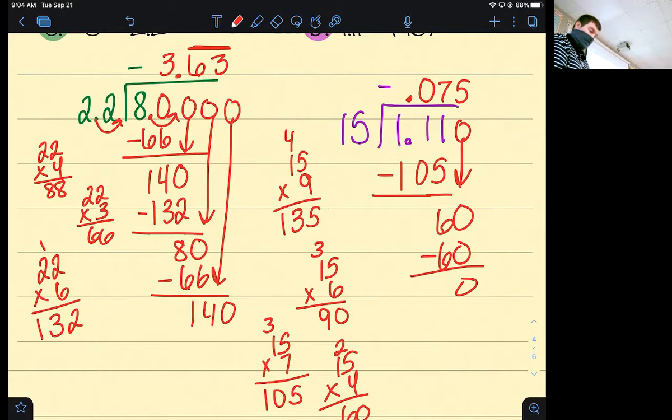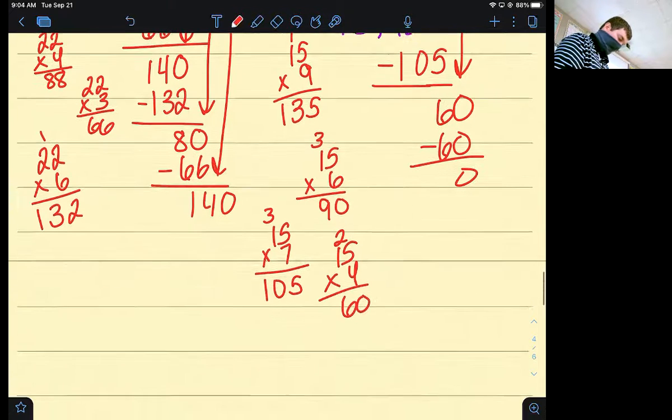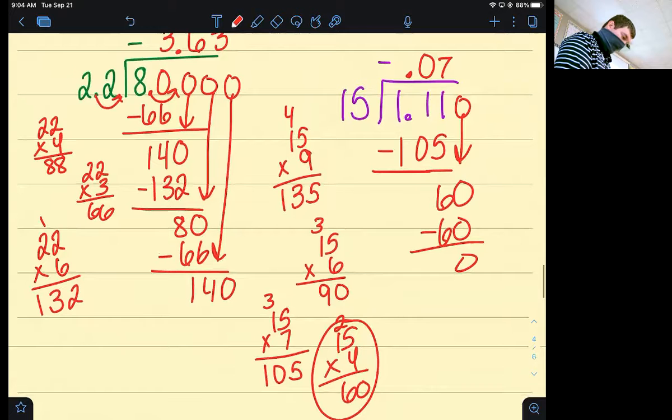Not fun. What's wrong? What in the world did I do? Yeah, I don't know why. I clearly had 4 right there, didn't I? Yeah, so I should put a 4 right there. Thank you for catching that, not just drifting off to sleep. Okay, negative 0.074 is your answer.